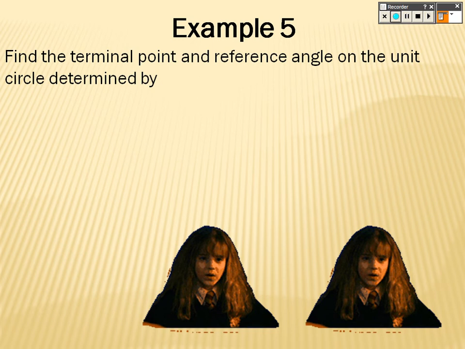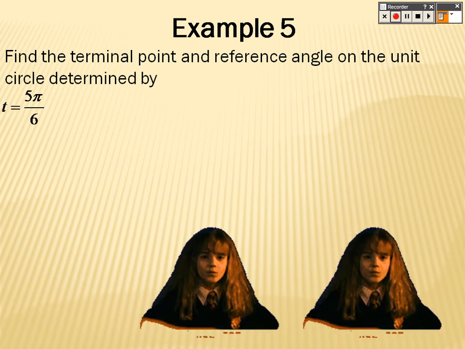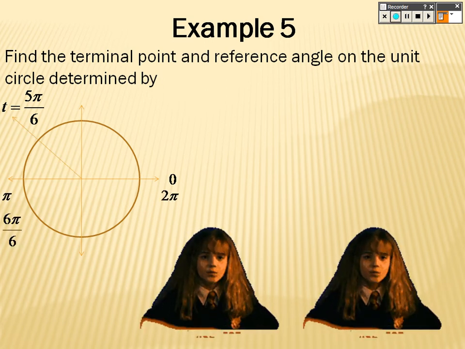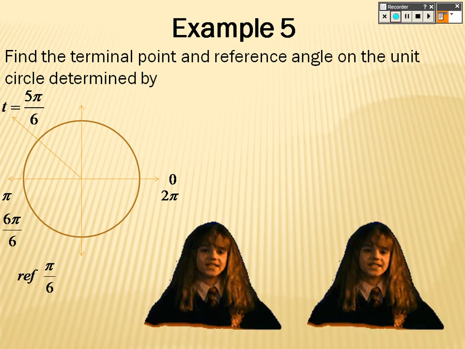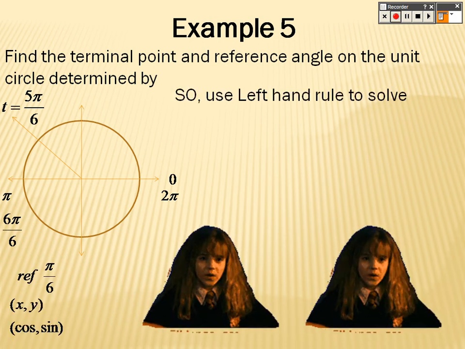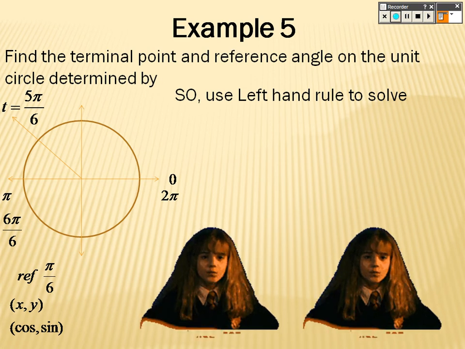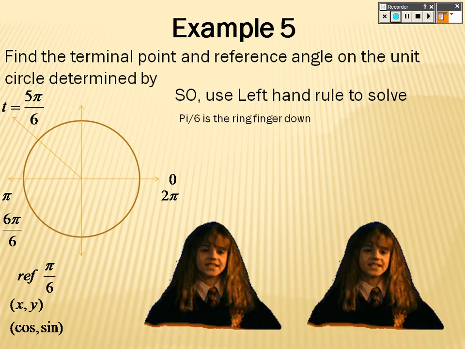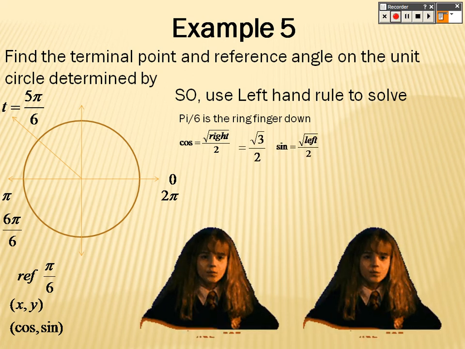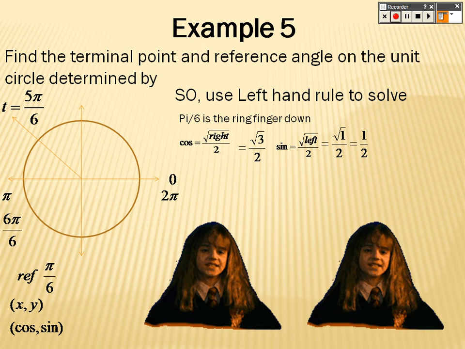So find the terminal point and the reference angle in the unit circle of 5 pi over 6. Well, the reference angle, like I said, it's just pi over 6. No big deal. And you know that it ends in that quadrant right there as well. So it's pi over 6. Cosine is x, sine is y. So pi over 6 means I put down my ring finger. So cosine is, there's 3 fingers to the right, so it's root 3 over 2. Sine, there's 1 finger to the right, so it's root 1 or 1/2.